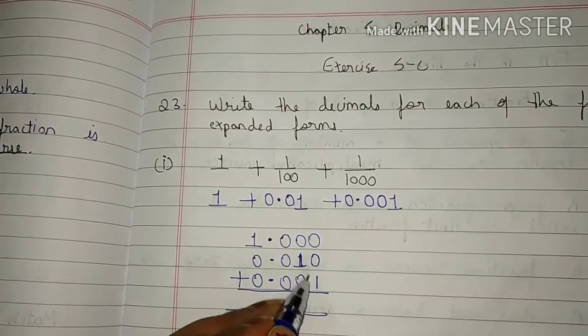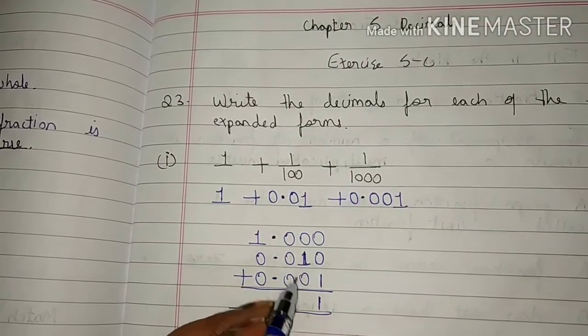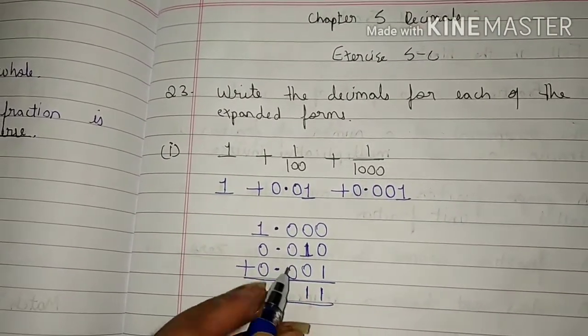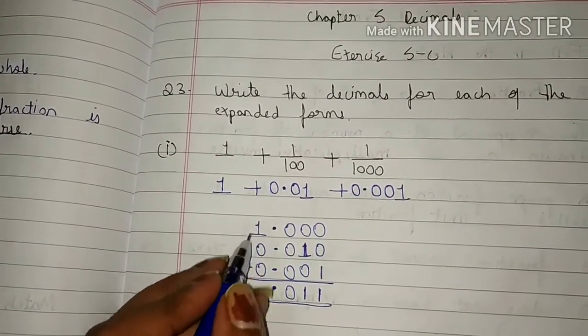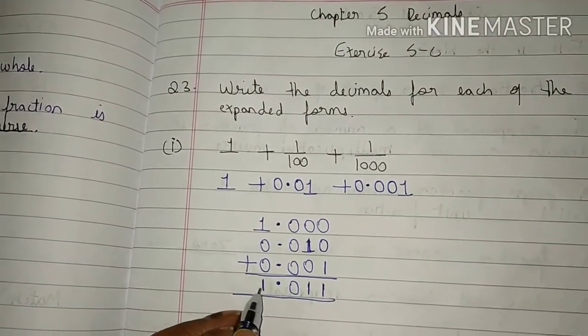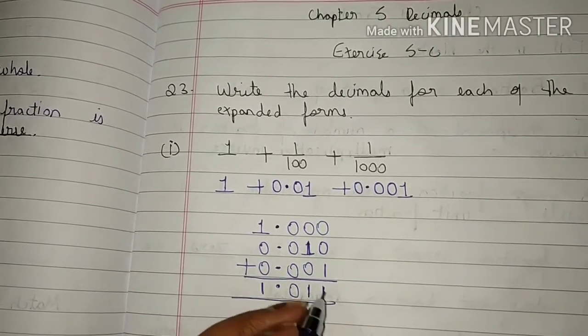0 plus 0 plus 1 is equal to 1. 0 plus 1 plus 0 is equal to 1. 0 plus 0 plus 0 is equal to 0. Decimal point. 1 plus 0 plus 0 is equal to 1. Students, 1.011. This is your answer.